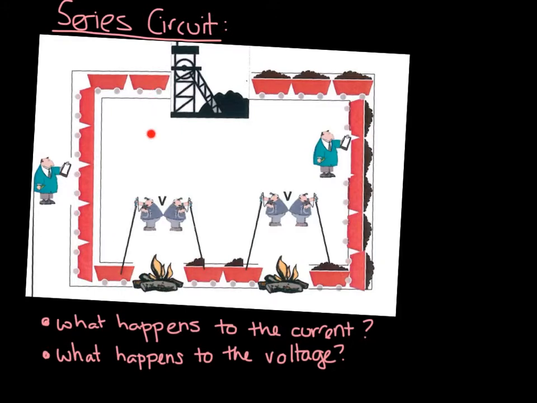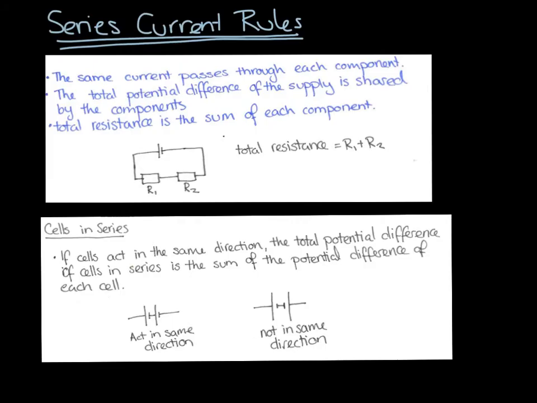So the potential difference here from going from empty to full, so that voltage, that change in the energy per coulomb, is equal to the change in energy per coulomb across both of these components here. So the voltage across the cell is shared between the components in series. So in a series circuit, the voltage across all of the components is the same as the voltage across the cell.